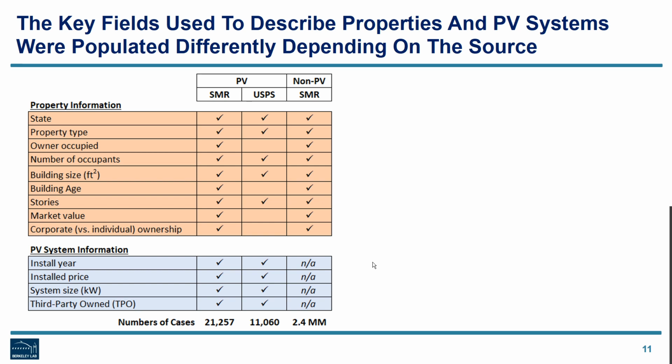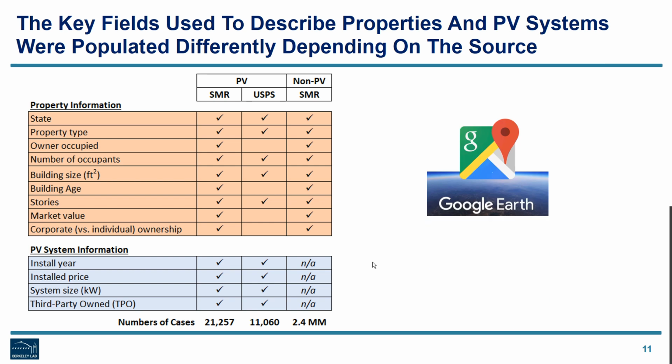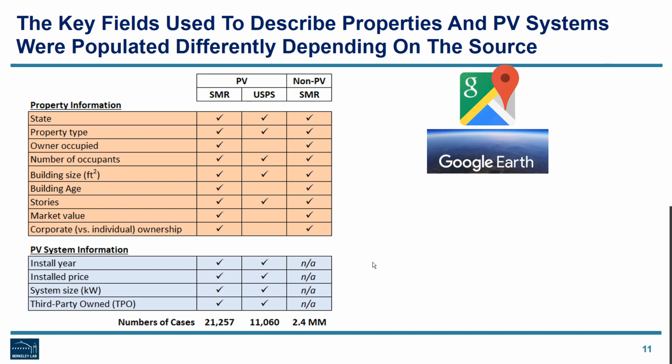I mentioned that. So how did we do that? Well, we took the address and we put it into Google and Google Earth through a very painstaking process and determined, through what sort of businesses use the property or are associated with that address, what kind of property type it would be. And that allowed us to infill those data.